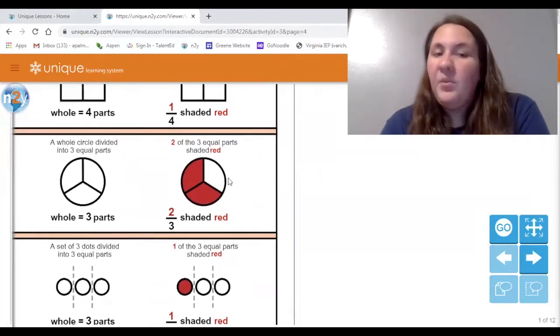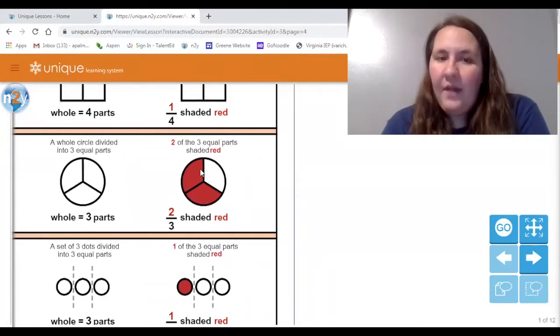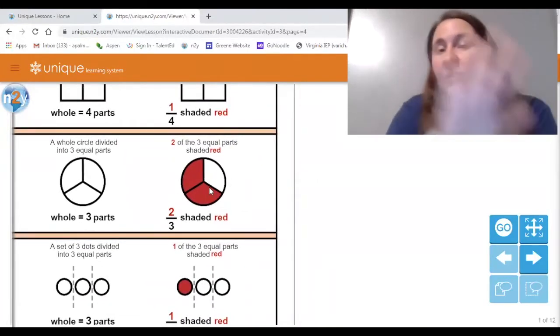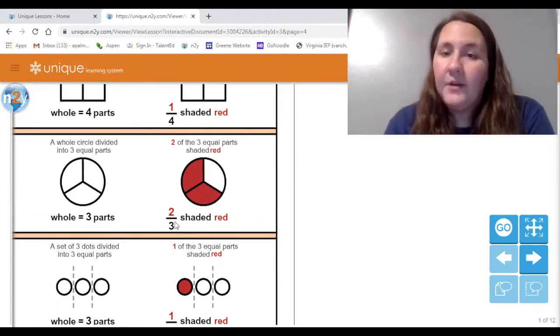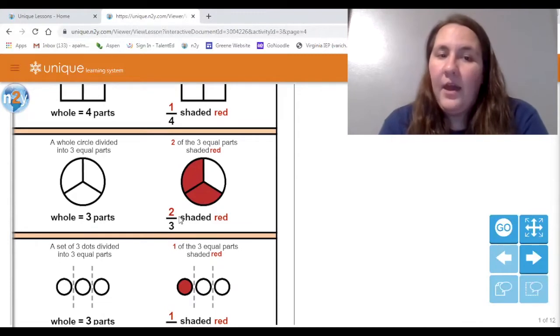For this example, it's kind of the same thing, except we have 1, 2, 3 pieces all together on the bottom for our denominator, and 1, 2 shaded red on the top. So you read this 2/3 are shaded red, okay?